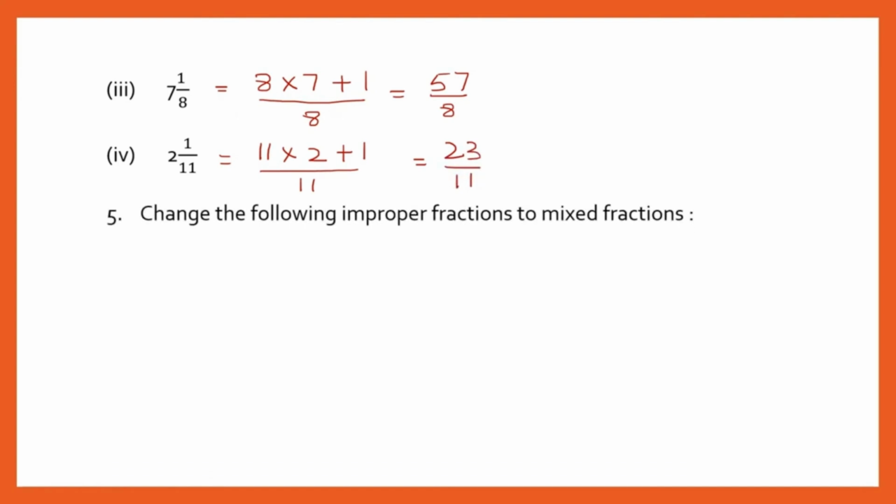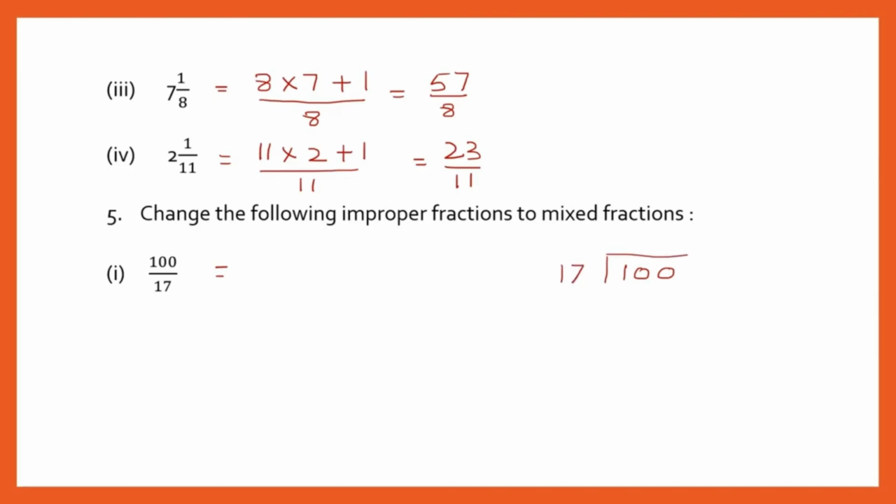Change the following improper fractions to mixed numbers. Okay. Now, the first one is 100 by 17. How do we do this? Here, we have to divide 100 by 17. So, you have a working column, isn't it? Let's take the number 100 and divide it by 17.